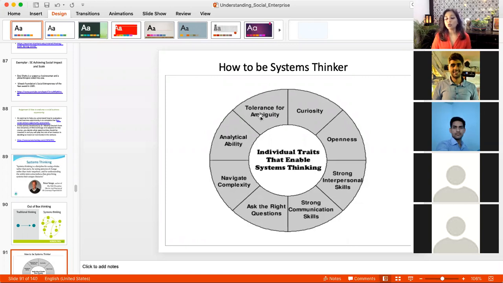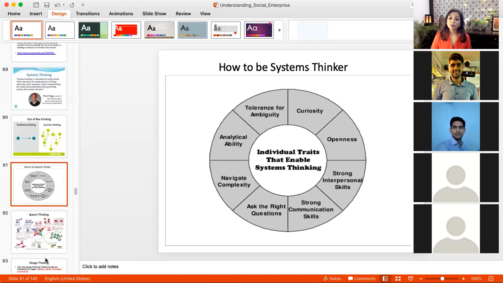And tolerance to ambiguity. You must have heard the term VUCA, that is, we live in a world which is VUCA. VUCA is an acronym where V stands for volatile, U is uncertain, C is complex, and A is ambiguous. So current times are labeled as VUCA times, and since we are living in ambiguity, we don't have concrete answers. We need to have tolerance for ambiguity also.